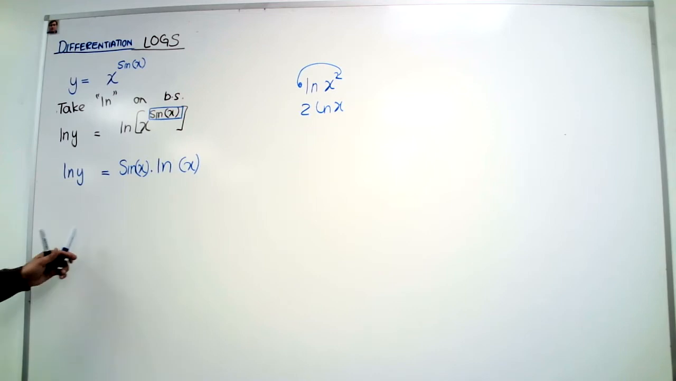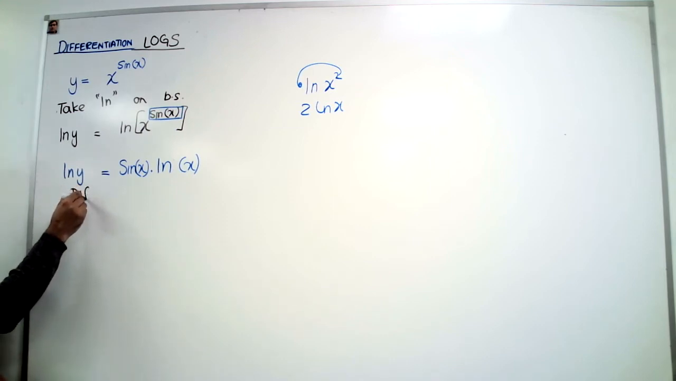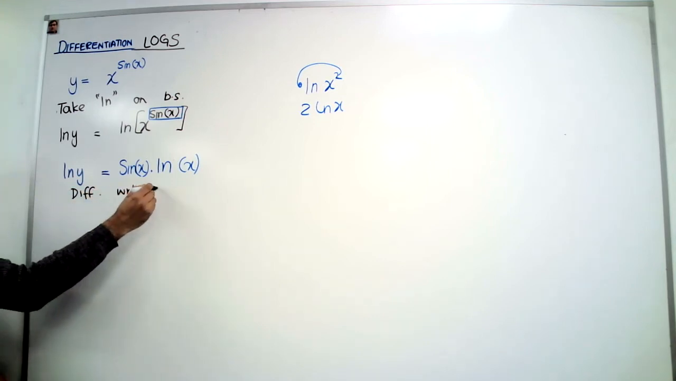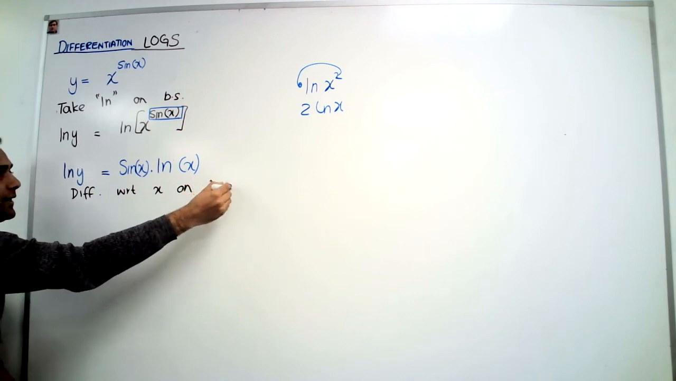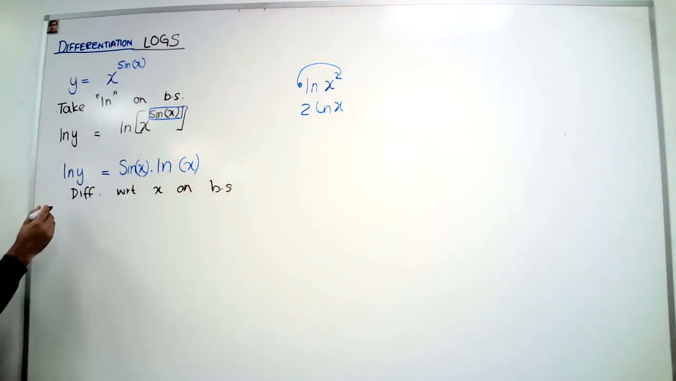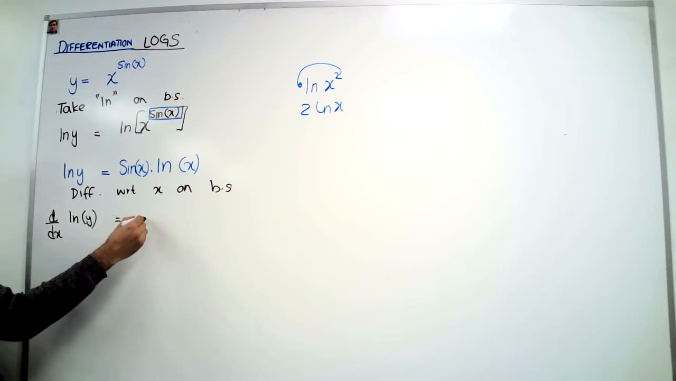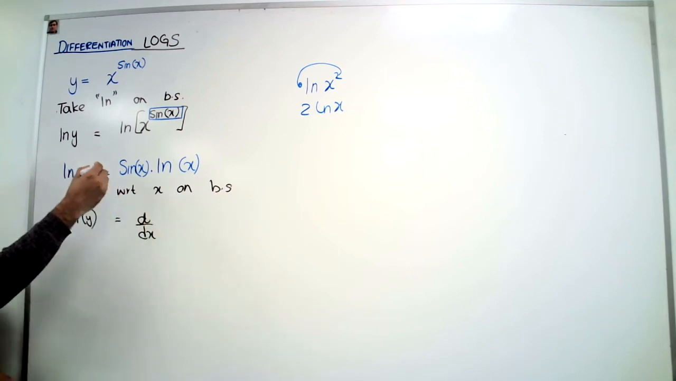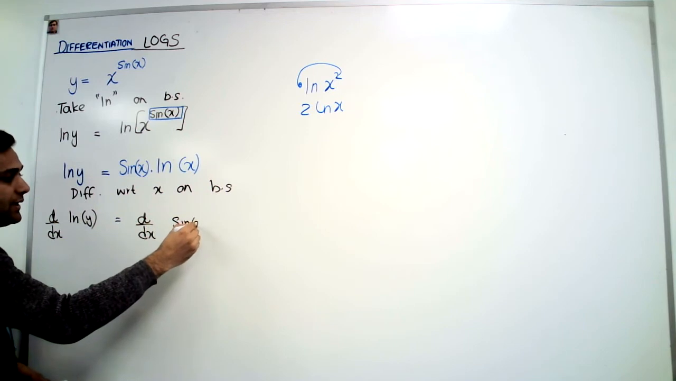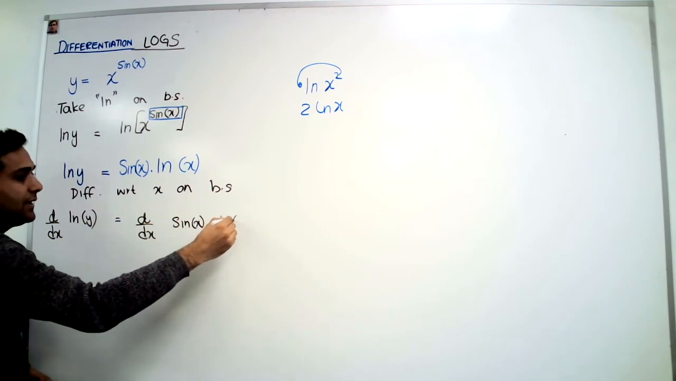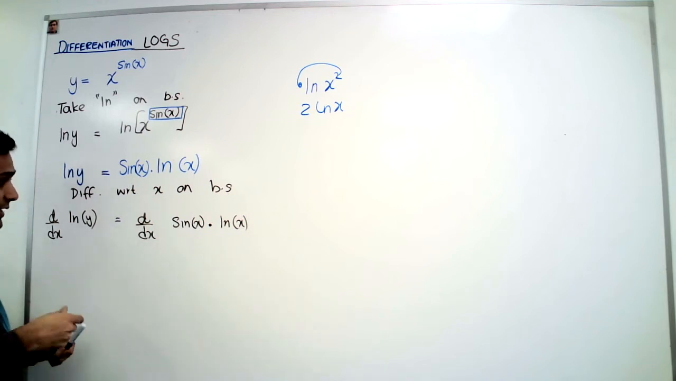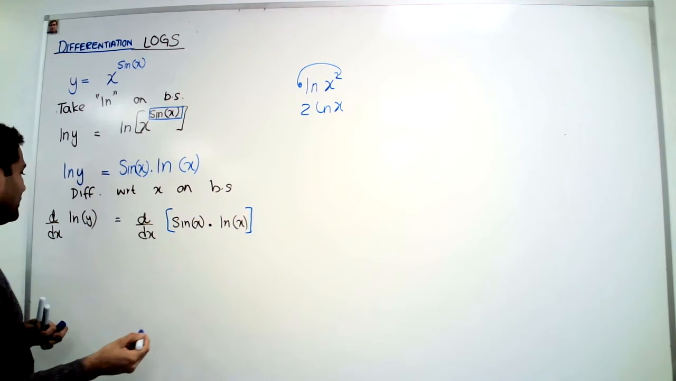So what I need to do is differentiate both sides by x. So let's differentiate with respect to x on, again, this side. When I differentiate this bit, I need to do d over dx of ln y, and d over dx of the whole bit, sine x dot ln x, and I'm just going to put this in brackets like that.